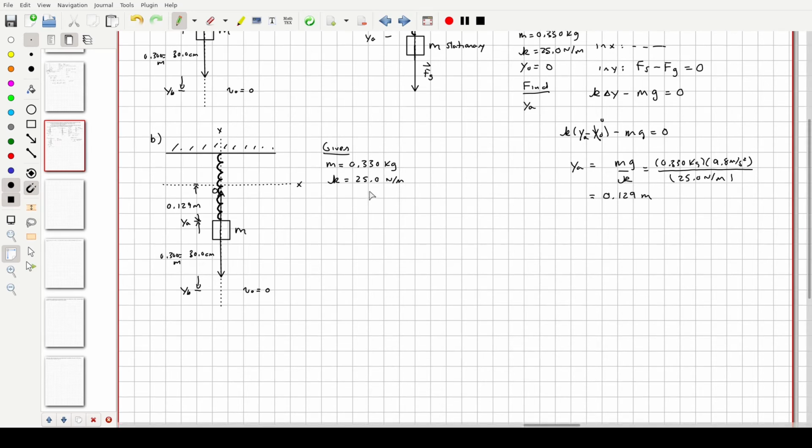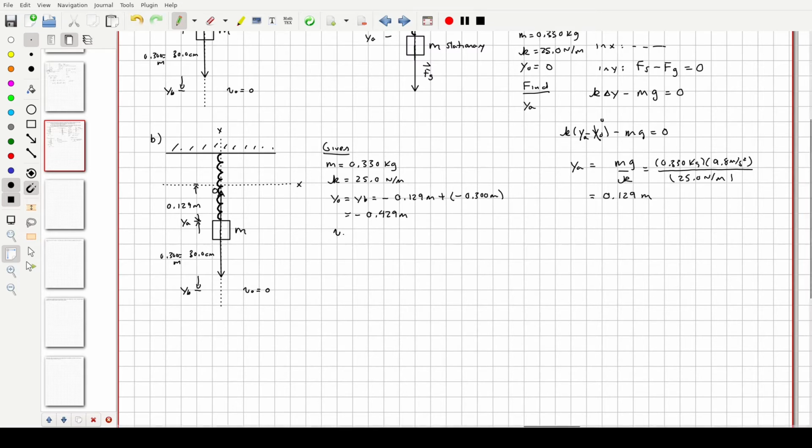Okay. Now, our initial position is way down here where y sub b is. And y sub b is going to be minus 0.129 meters plus a minus 0.300 meters. Remember, it's in the negative y direction. Okay, so when you add these two together, you get minus 0.429 meters. This is going to be its initial position.